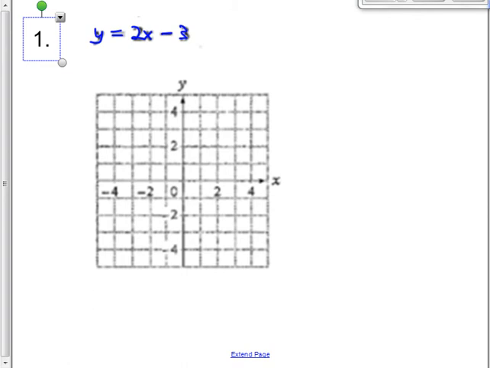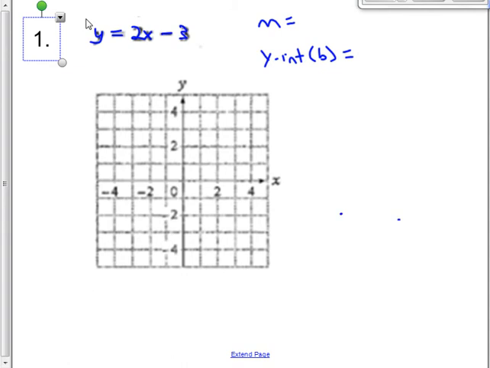So y equals 2x minus 3. Things that I want to find in here: I want to find the slope, and I want to find the y-intercept, which we labeled as b. We were working on that in the last worksheet, and we want to find that again on this one. So the slope and the y-intercept.